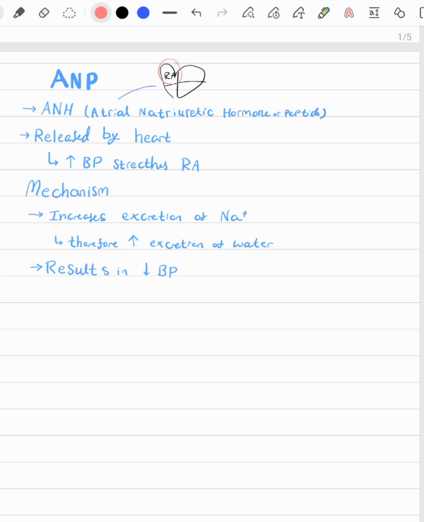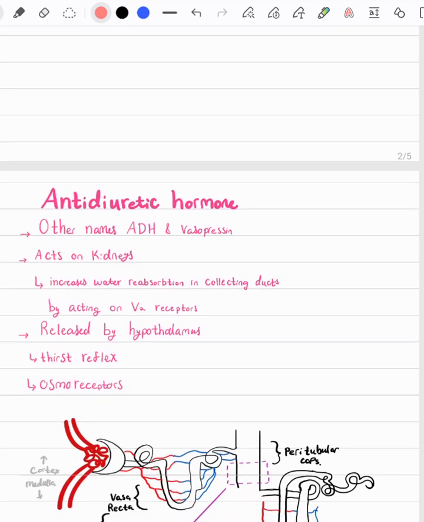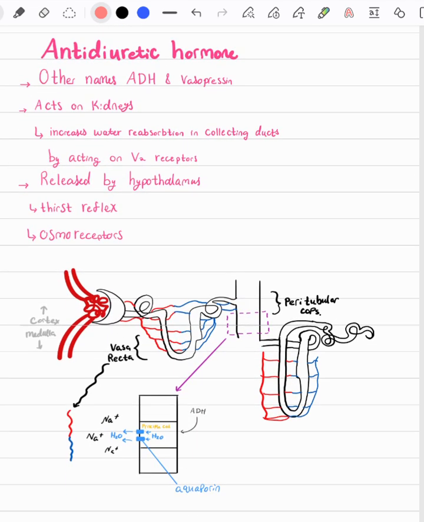The mechanism for this is that it increases excretion of sodium, and therefore we increase our excretion of water, because we know wherever sodium goes, water goes with it. And so this will result in the decrease of blood pressure. Next, we're going to talk about antidiuretic hormone. It has some other names, so ADH or vasopressin.